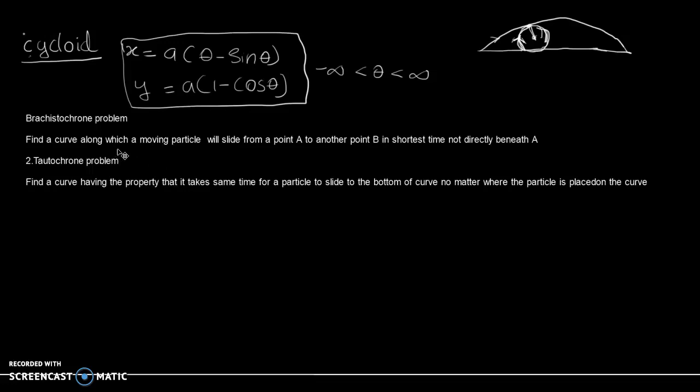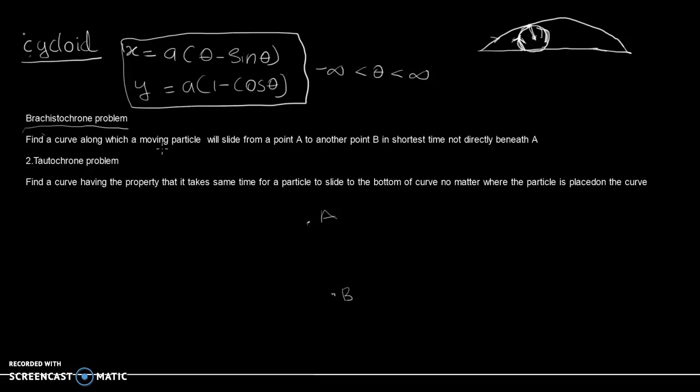Brachistochrone problem means find a curve along which a moving particle will slide from a point A to another point B in the shortest time, where B is not directly beneath A. A is here, B is here, not beneath A. This is A. Movement from A to B, right?